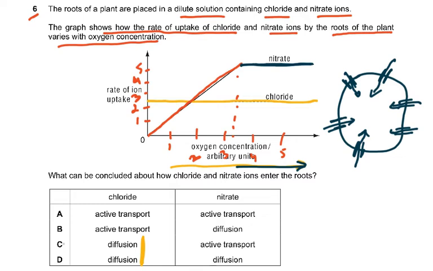So what can be concluded about how chloride and nitrate ions enter the roots? Well, we know chloride ion is by diffusion, so the answer is between C and D. And nitrate is by active transport, because as we increase the oxygen concentration, the rate is also increasing. You can see this, the rate is increasing. So if that is the case, then it has to be active transport. That is why the answer is C: active transport for nitrate ions and diffusion for chloride ions.